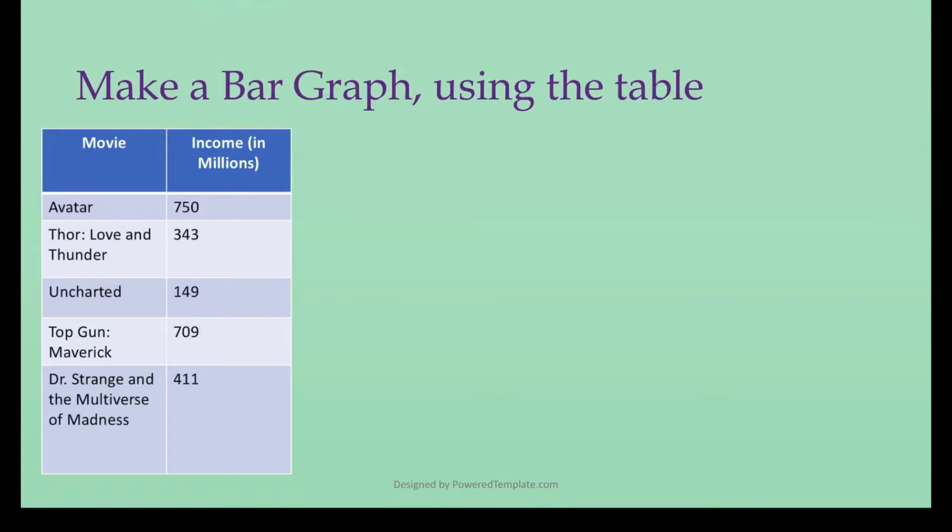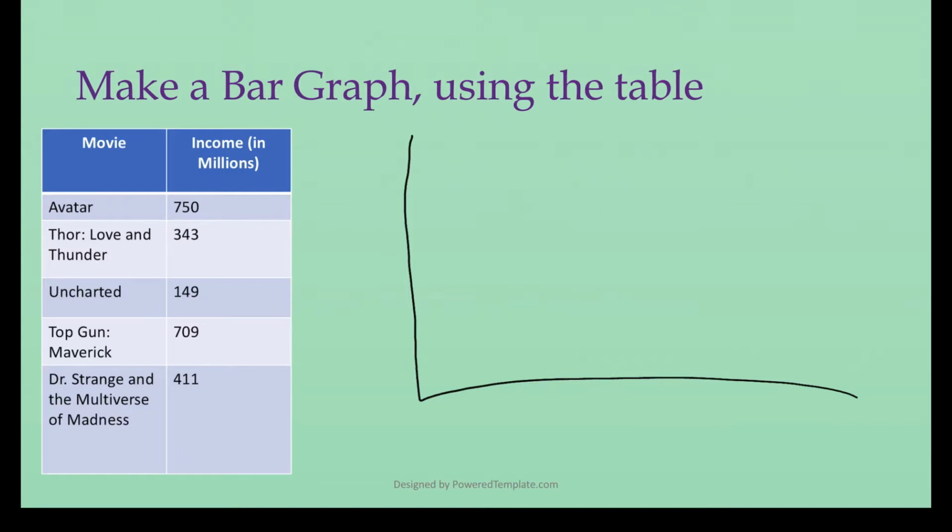So to start, we're going to make a bar graph using the table. So over here we have movies and income in millions. Each of these movies made a lot of money when they were released. And so starting off, the first thing you need to do for a bar graph is make a little L shape.